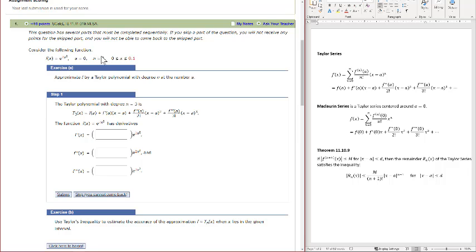First thing they ask is to approximate the Taylor polynomial with degree 3, so this is going to be a cubic polynomial centered around 0. The Taylor polynomial formula is f of a plus f prime of a times (x minus a) plus f double prime of a divided by 2 factorial times (x minus a) squared, plus f triple prime evaluated at a divided by 3 factorial times (x minus a) cubed. So we're going to need to find derivatives, then evaluate those derivatives at 0.